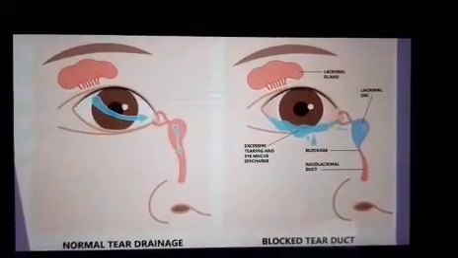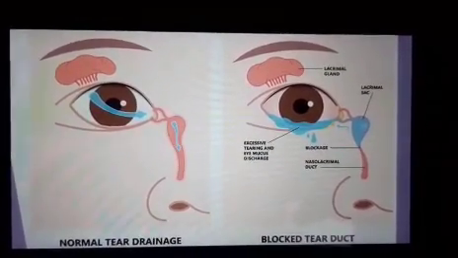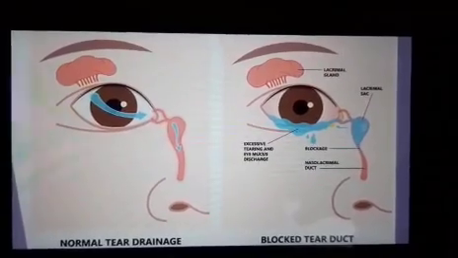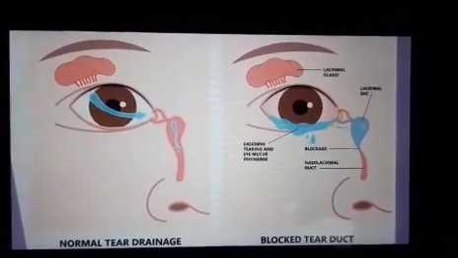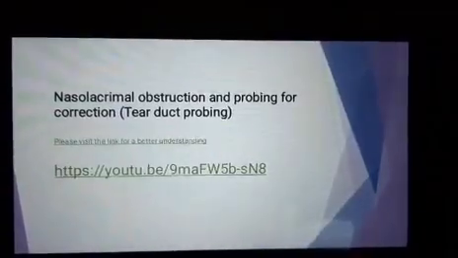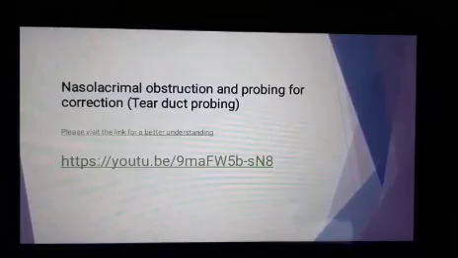Here we have a clinical correlation which is known as blocked tear duct. Here what happens is the nasolacrimal duct gets obstructed due to an infection, or in babies due to amniotic fluid collection, which results in excessive tearing and eye mucus drainage, and it is corrected through probing, which is also known as tear duct probing.